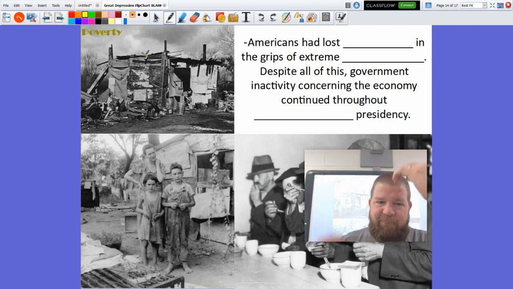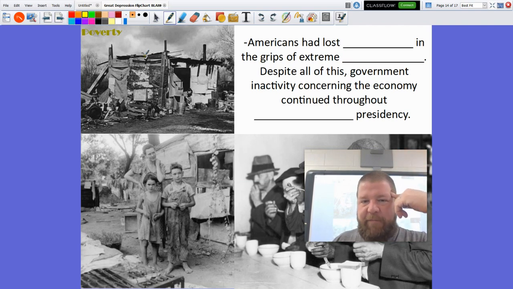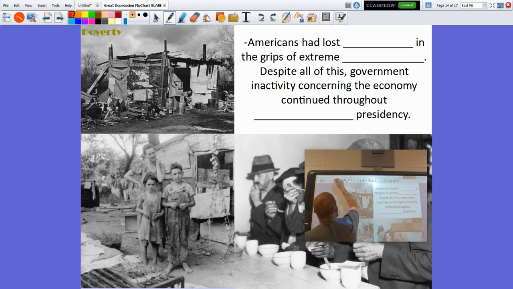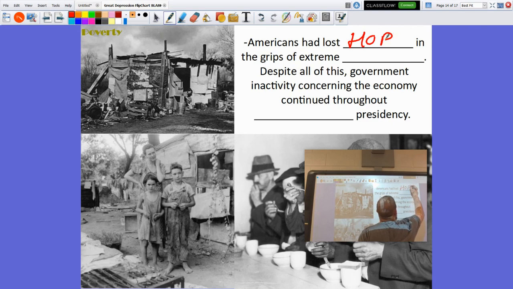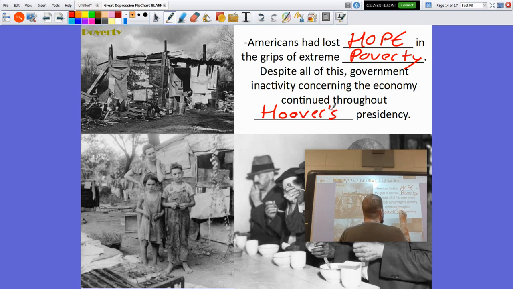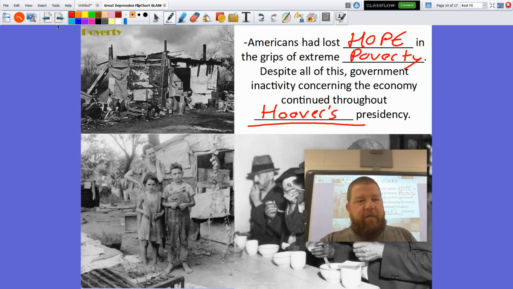this endless crush of economic suffering. Americans had lost hope. All right. And whenever people lose hope, I mean, it's hard to get it back. And they had lost hope in the grips of extreme poverty. And despite all of this, Hoovervilles and hunger and poverty, the government inactivity continued throughout Hoover's presidency. He watched this happen. He watched this play out in the newspapers, in the pictures, in people's lives, and he went fishing.